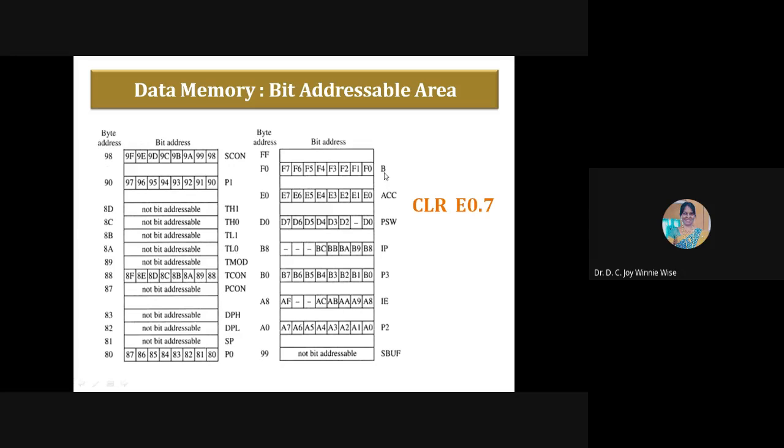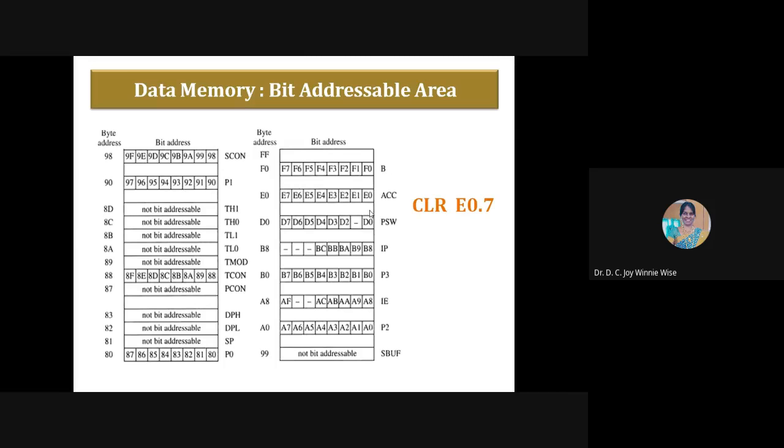Here we have the B register, which is available in F0, then the accumulator in E0, and PSW, the program status word. Then we have the interrupt priority register, sorry, this is not the instruction pointer, it is the interrupt priority register, then port 3, the interrupt enable register, port 2, and the serial buffer registers. All the registers mentioned here have a format we'll be seeing later.